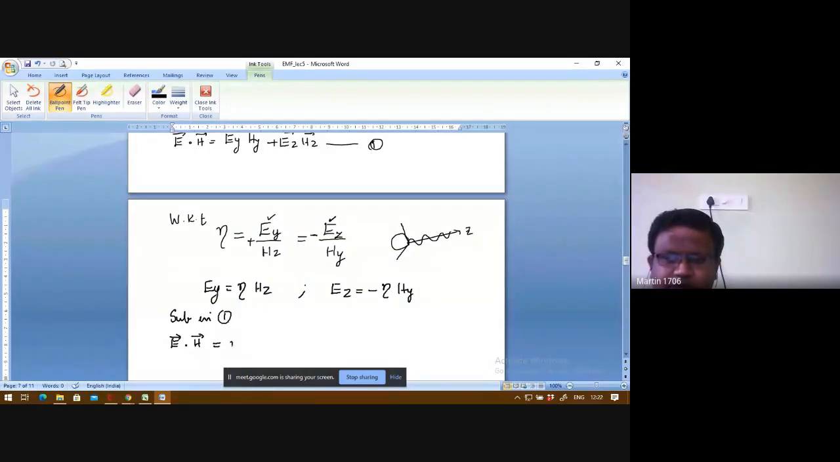Okay, so Ey is nothing but eta into Hz, plus Ez. So what is Ez? Ez is equal to minus eta into Hy. Instead of Ez, I am replacing it as minus eta into Hy into Hz. So please see the first and second term, both are almost the same, so plus minus becomes 0.